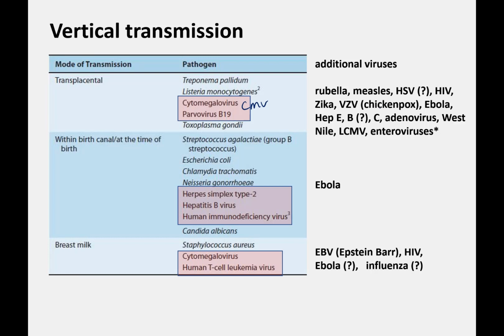At time of birth, within the birth canal, herpes, hepatitis B, HIV, Ebola can be transmitted. In breast milk, again, cytomegalovirus, human T-cell leukemia, Epstein-Barr, HIV, Ebola, they think, maybe influenza. So being pregnant and infected can put the fetus or newborn baby at risk.